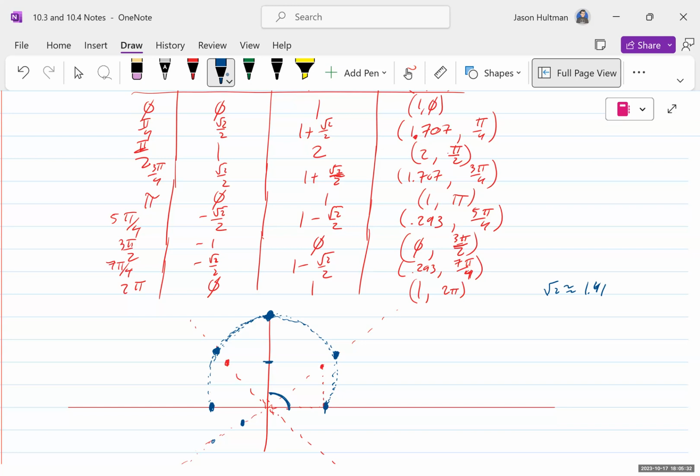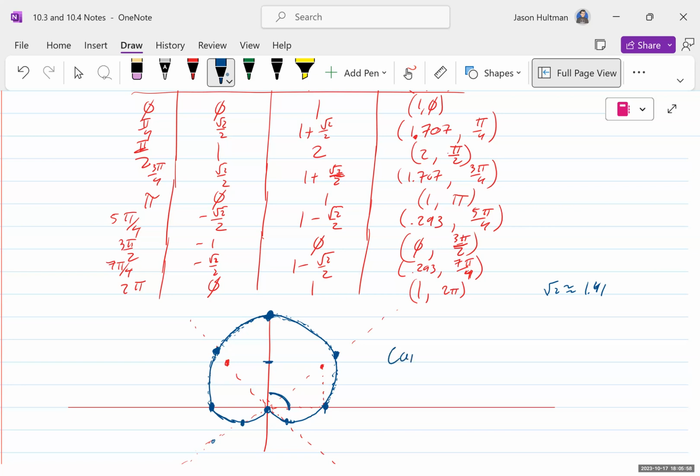And at 7 pi over 4, we're at the same spot. We're there. And then at 3 pi over 2, I kind of jumped ahead, but at 3 pi over 2, we're at 0. We're kind of going like this, and then coming in, and then we would go back to where we came from, and we get this shape here.